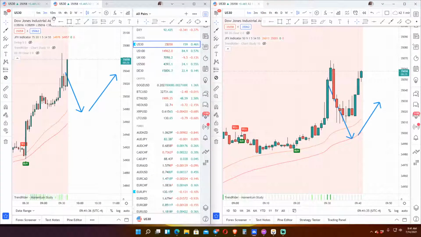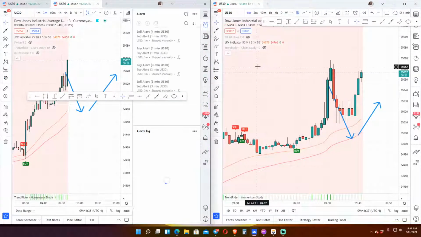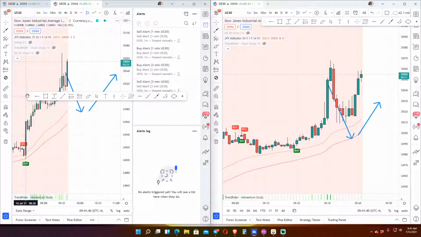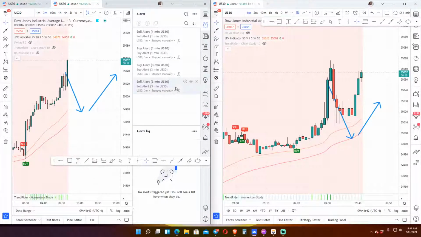In fact, let me go ahead and set my alerts for this. Make sure my alerts are set on. Let me turn them on, so that way I'll know when an alert pops up.